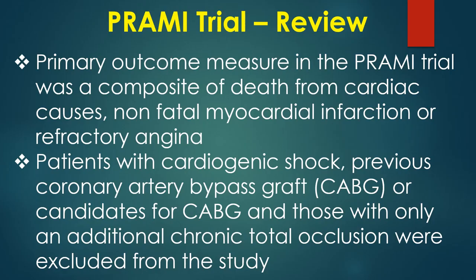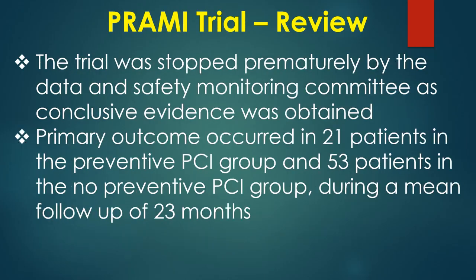Patients with cardiogenic shock, previous CABG, are candidates for CABG, and those with only an additional chronic total occlusion were excluded from the study. The trial was stopped prematurely by the Data and Safety Monitoring Committee as conclusive evidence was obtained. Primary outcome occurred in 21 patients in the preventive PCI group and 53 patients in the no preventive PCI group during a mean follow-up of 23 months.